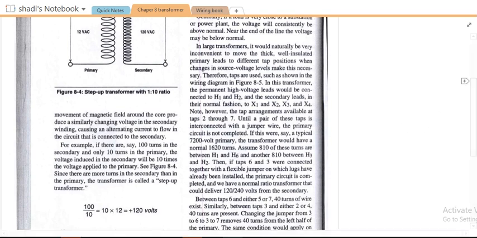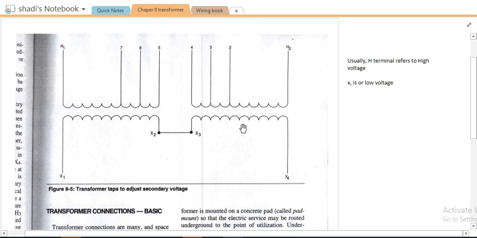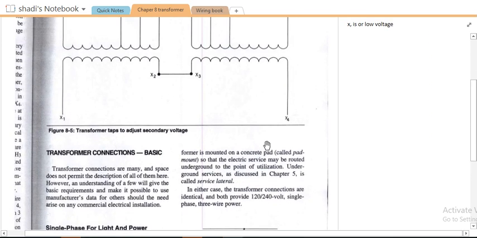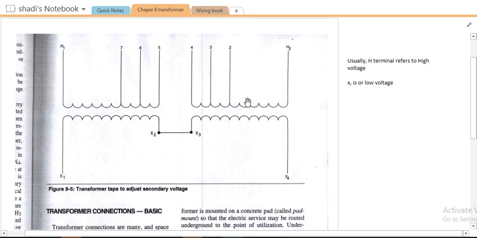The other thing we have to consider in transformers, in reality, is the terms H and X. Usually the H refers to the high voltage, which will be connected to the high voltage terminal, which is the distribution line, and the X terminal will be the low voltage, which will be connected to your load. Also, we have to take into consideration the fact that we have taps in the transformer, and these taps are used to decide the voltage and the turns ratio we are going to use in the primary or even sometimes in the secondary side.